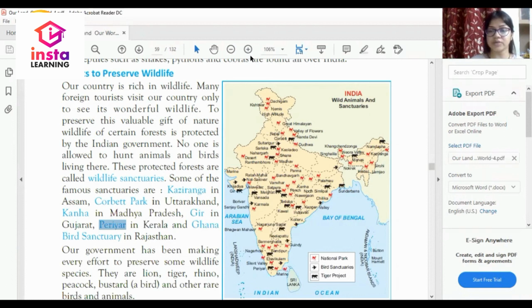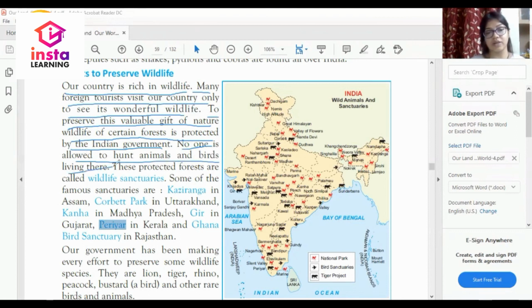So, dear student, our country is rich in wildlife. Many foreign tourists visit our country only to see its wonderful wildlife. To preserve this valuable gift of nature, wildlife of certain forests is protected by the Indian government. No one is allowed to hunt animals and birds living there. वहाँ के एनिमल्स को मारना या फिर वहाँ की चिड़ियाओं को मारना बहुत बड़ा क्राइम है. These protected forests are called wildlife sanctuaries.